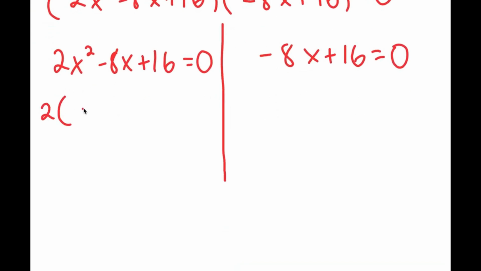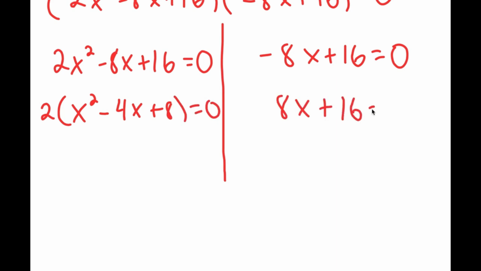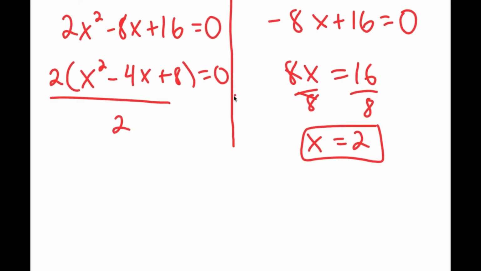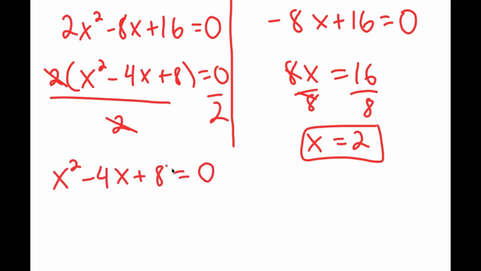Now from here, I'm going to factor out 2, so I get 2 times (x squared minus 4x plus 8) is equal to 0. And for the other equation, I have 8x is equal to 16. So if I divide both sides by 8, I get x equals 2. That's one solution. And now continuing this, if I divide both sides by 2, I get x squared minus 4x plus 8 is equal to 0.